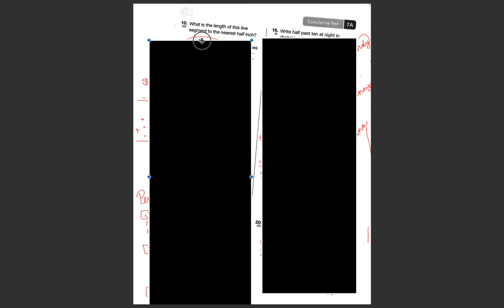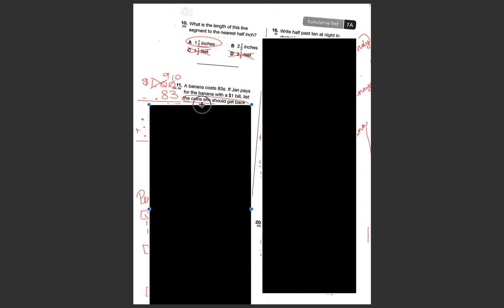Number 10's on the next page. What's the length of this line segment to the nearest half inch? You may not have had a ruler, that is okay. This line segment on your paper is 1.5 inches.